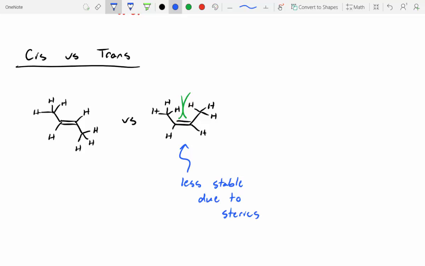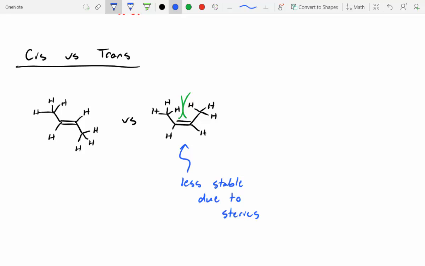Which is a little bit weird to think about, because if you think about fats in your body, right? Our body only makes cis fats. We don't make trans fats naturally. So essentially we're forcing fat production into the less stable isomer. It's a little weird to think about, but it's how our bodies have evolved.